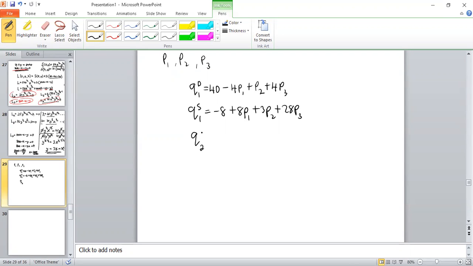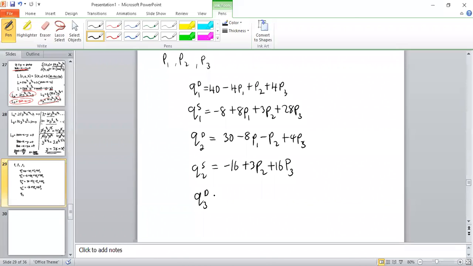Then we have Q2D, which is equal to 30 minus 8P1 minus P2 plus 4P3. Then we have Q2S, which is equal to negative 16 plus 3P2 plus 16P3.